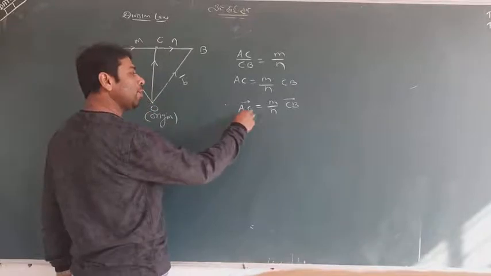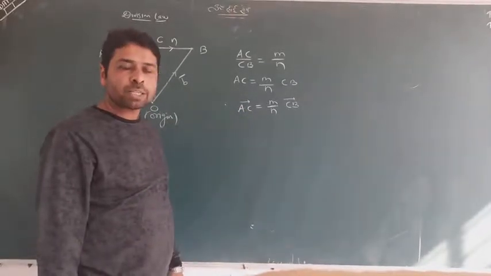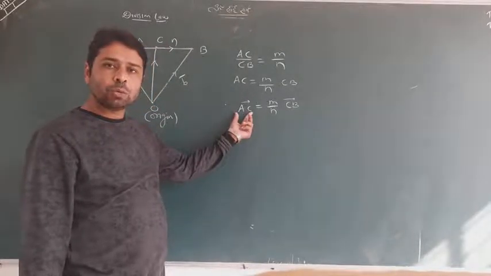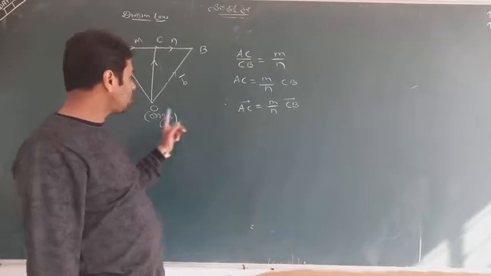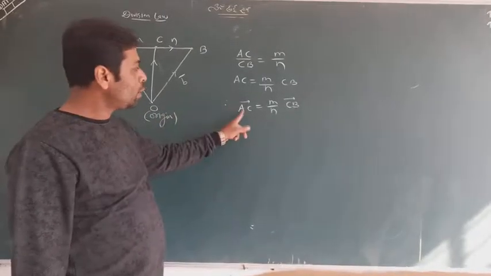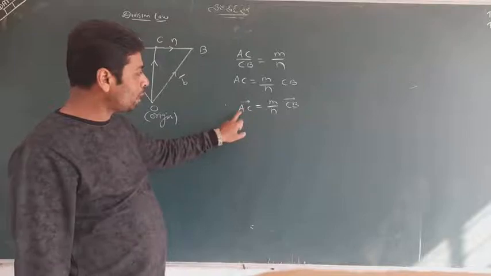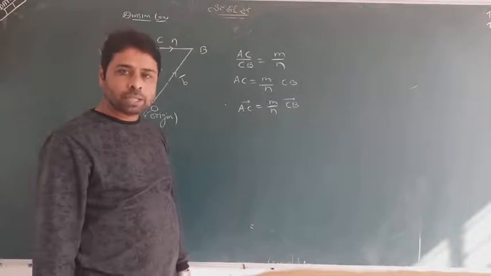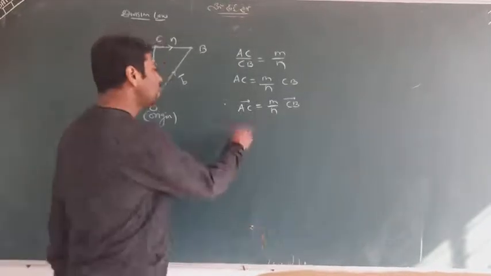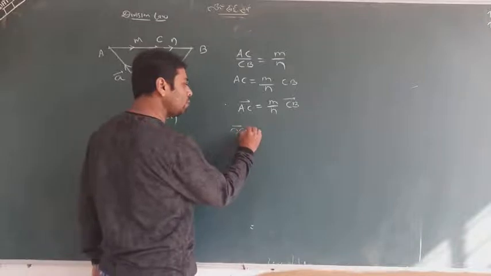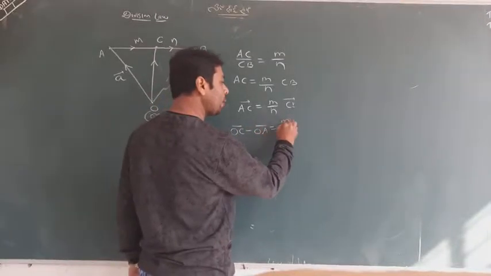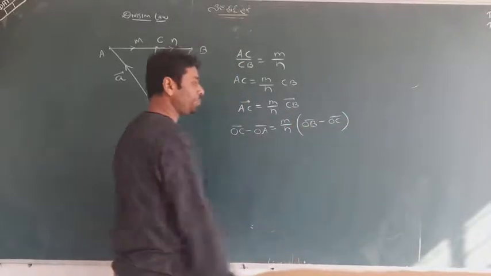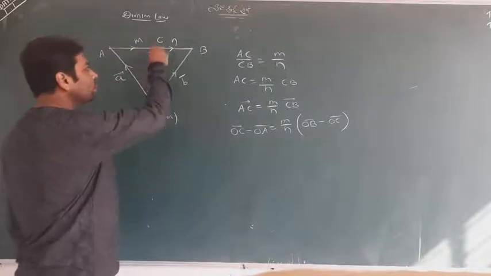Now, what is the meaning of AC? If you remember yesterday's concept that I taught you at the end, whenever any vector is given, you can represent it with respect to the origin. AC is equal to the position vector of C minus the position vector of A. I taught you yesterday; please recall it and see the last video. So AC will be the position vector of C minus the position vector of A, equal to m upon n times CB, which is the position vector of B minus the position vector of C. We want to find the position vector of C, OC.